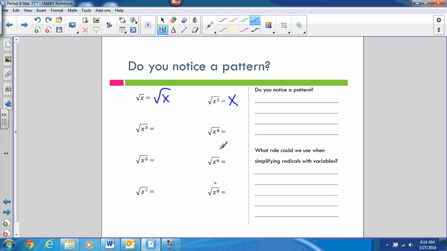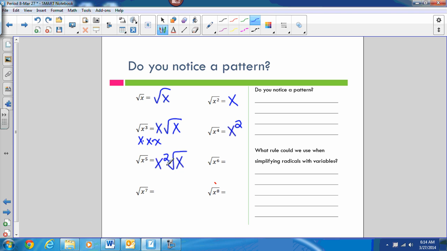What you can do is you can pause me for a minute and go through these if you'd like, and then bring me back to check your answers. The square root of x to the third is x square root of x, because I would write it as x times x times x, so I have a pair of x's that gets kicked out, right? X to the fourth, well, I would have two pairs of x's that I would kick out, so that would be x squared. X to the fifth would be x squared square root of x, because I'd have two pairs of x's that I could kick out.